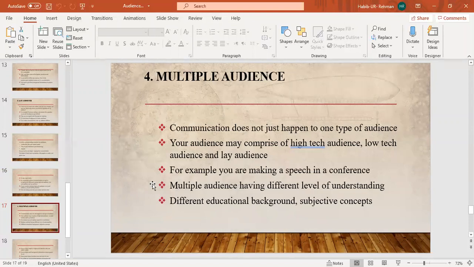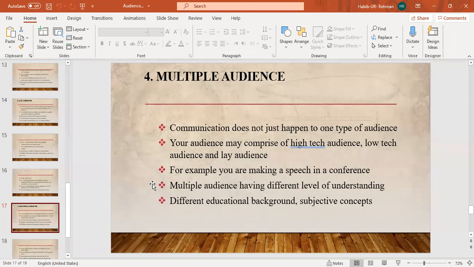Then comes multiple audience. A multiple audience is the amalgamation of low tech audience, high tech audience, and lay audience. Sometimes the people you are communicating with do not belong to one field or one expertise. They are from diverse backgrounds. So a multiple audience can occur in different situations when you write something.